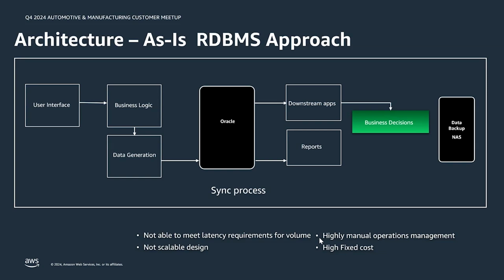In this architecture, there are some problems. This is where the main problem is: this architecture is not able to meet our latency requirements. As the business problem stated, our industry is growing, right? That means more data is generated, and now customers demand that the data be processed much quicker and decisions be made much quicker. So we have very stringent latency requirements for the volume.